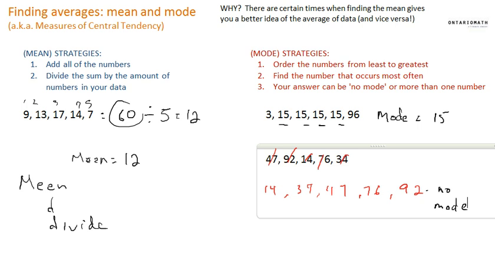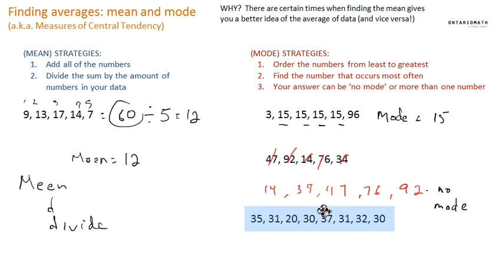The last one I have here is this set of data, and we need to do the same thing. There are so many numbers, I need to rearrange them from least to greatest. So let's start at the least: 20, 30, I believe, 31, and 31, and 32. And I can see that I forgot a 30 here. That's why it's good to cross it off. And 35 and 37.